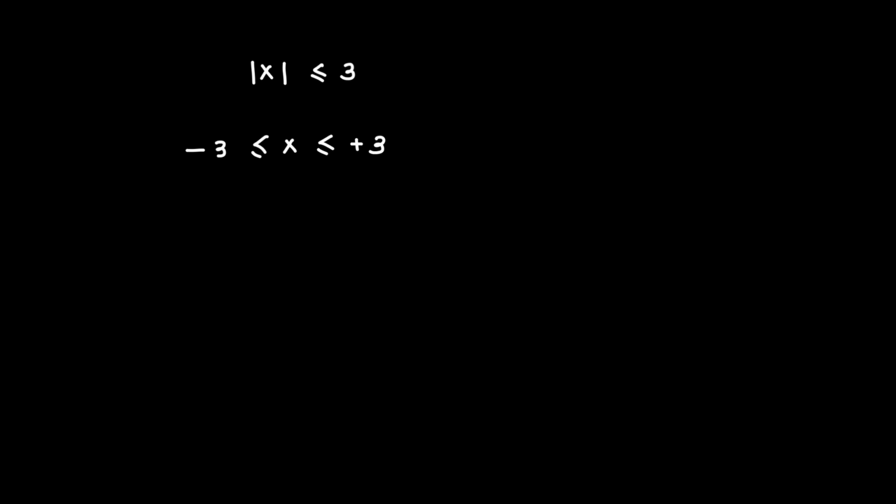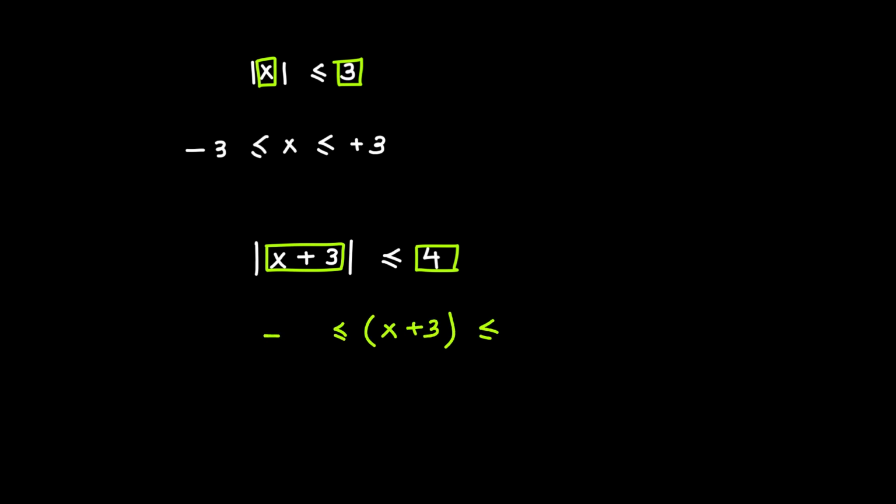Let's try out another question. Something like x plus 3 modulus is less than or equal to 4. Again, it fulfills this criteria. Instead of x, we have x plus 3. Instead of 3 on the right, we have 4 on the right. So x plus 3 in brackets lies between two values, negative 4 and positive 4. Our focus is to make x the subject. So x lies between negative 4 minus 3, and 4 minus 3. Therefore, x lies between negative 7 and positive 1.